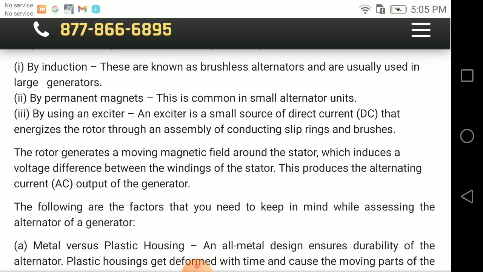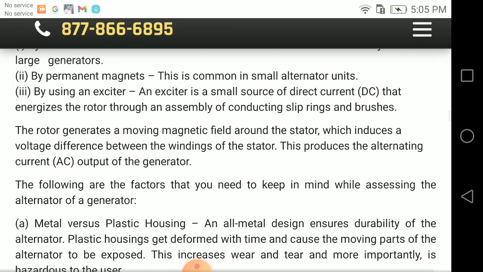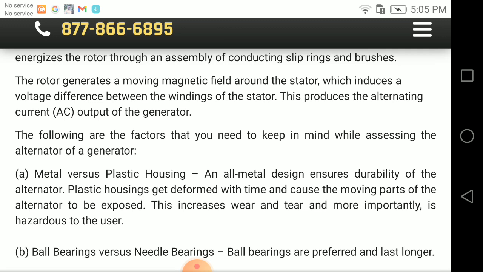The exciter is a small source of direct current (DC) that energizes the rotor through an assembly of conducting slip rings and brushes. The rotor generates a moving magnetic field around the stator, which induces a voltage difference between the windings of the stator. This produces the alternating current of the generator.